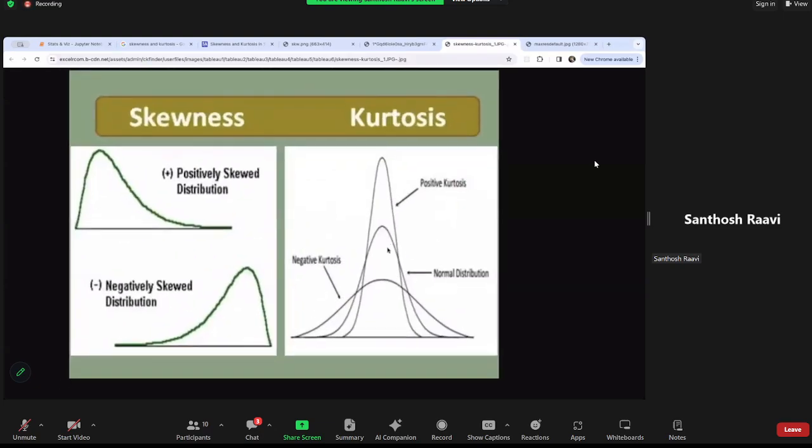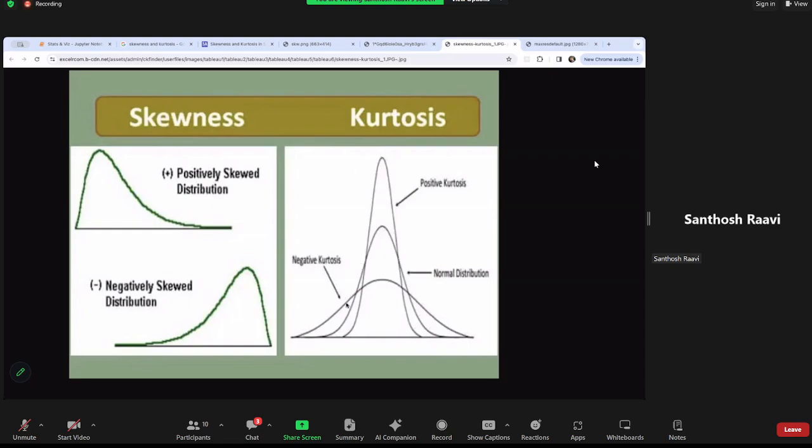See, all are normal distributions only. But if you see this bell-shaped curve, the standard deviation is more for this curve. You will get this kind of curve when the standard deviation is more. And kurtosis is nothing but the peak value. The highest value, the tip, that is the peak value.